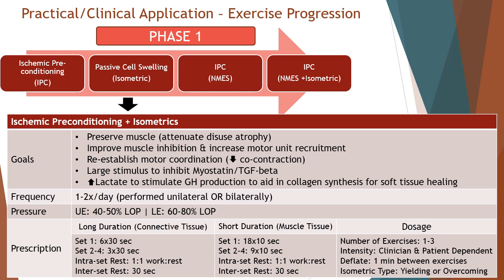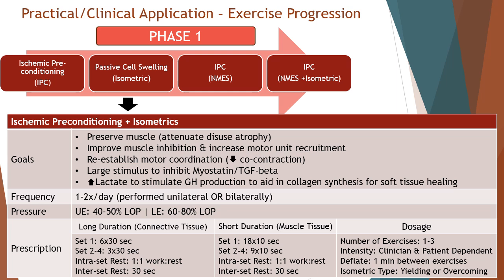And then increase in lactate to stimulate growth hormone production to aid in collagen synthesis for soft tissue healing. You're going to do this 1 to 2 times per day, again, similar to that of the IPC protocol. The duration of time, depending on the prescription, is going to be dependent upon what you're trying to adapt. So longer duration for connective tissue versus shorter duration for muscle tissue in regards to your set and rep scheme. And that's specifically to the duration of isometrics that you're applying.